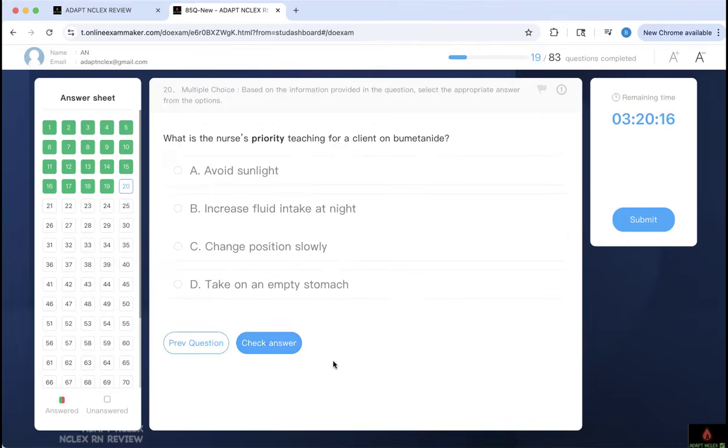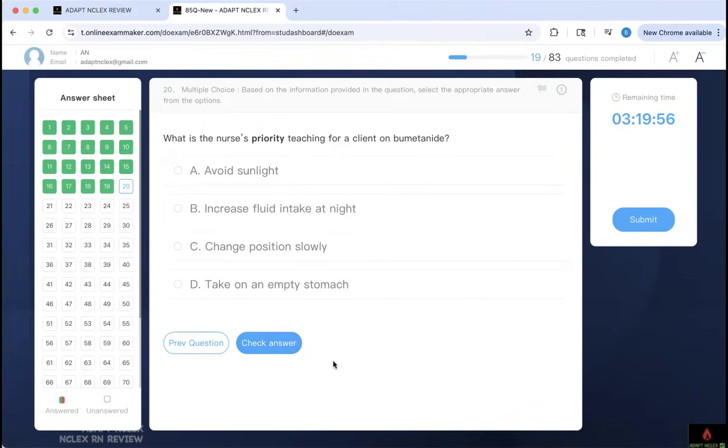What is the next priority teaching for a client on what? Taking bumetanide. First, recognize the medication and figure out what it is. Like I said, cardiology, I'm going through every area of cardiology. They will ask you. It looks like pharmacology, but that's not a pharmacology question. This is prioritization pharmacology. Therefore, this is cardiology.